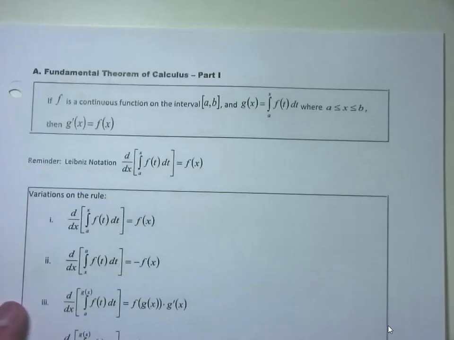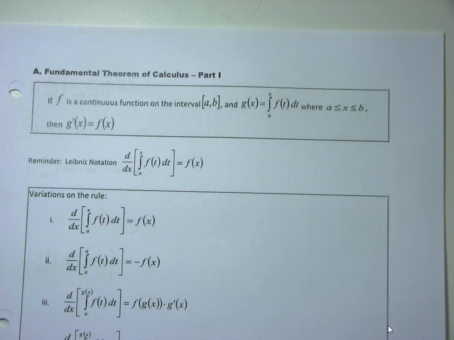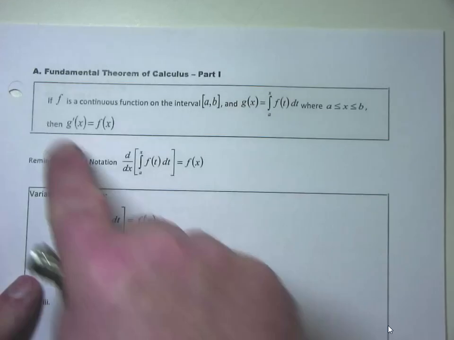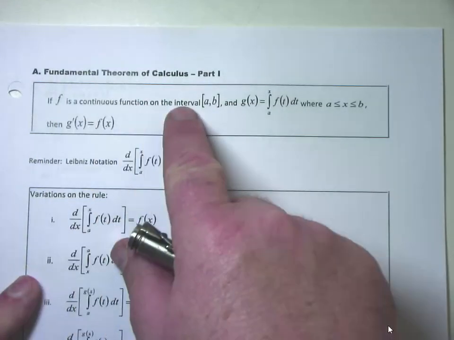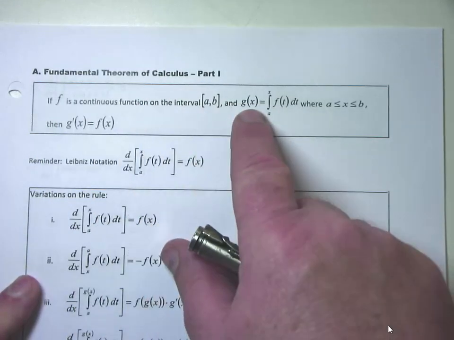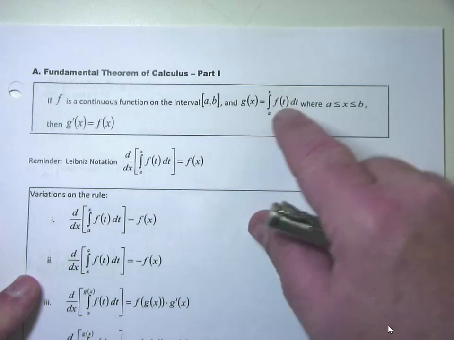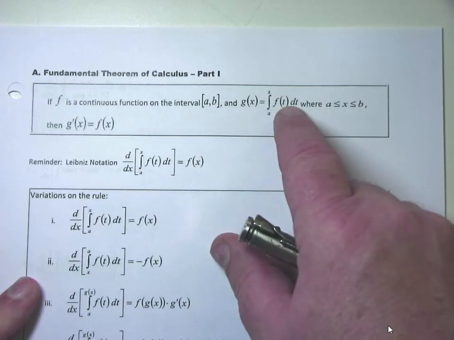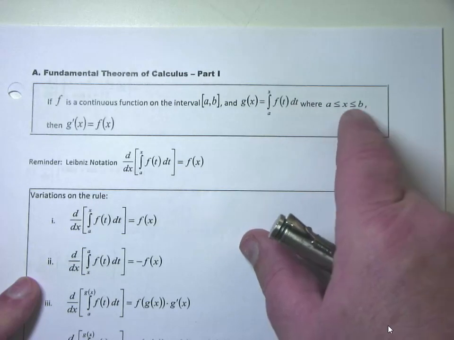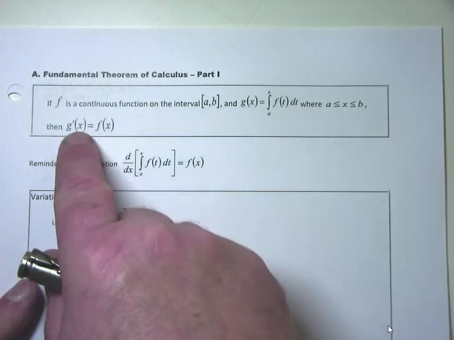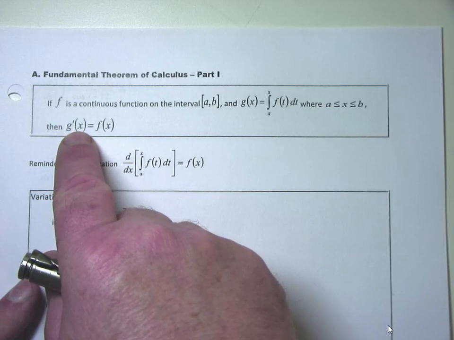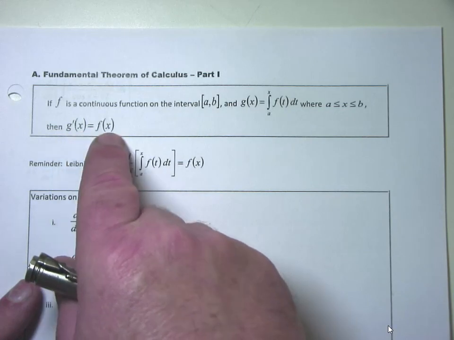Now, here's the idea behind the fundamental theorem of calculus. This is a very short section because section 5.5 is actually our long section. Here's the idea. If f is a continuous function on the interval between a and b, and g of x is equal to the integral from a up to some arbitrary x of some function f of t dt, where a is less than or equal to x, which is less than or equal to b, then the derivative, g prime of x, would actually be equal to f of x.